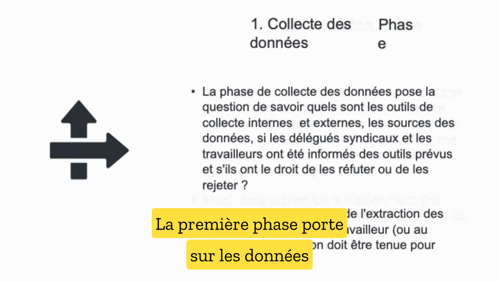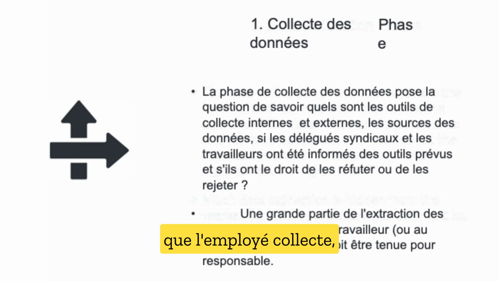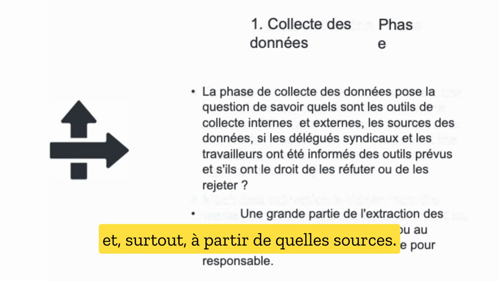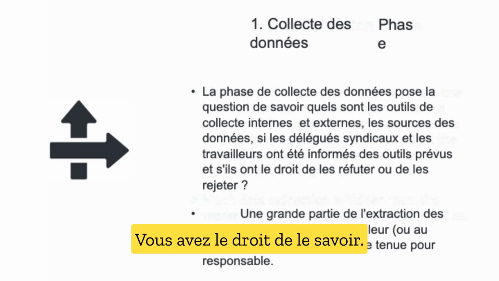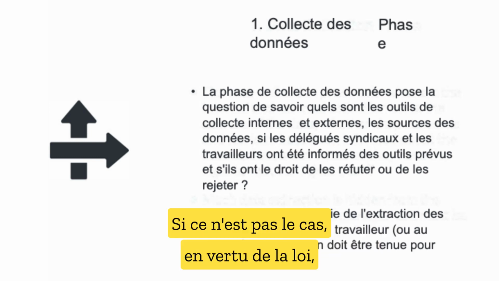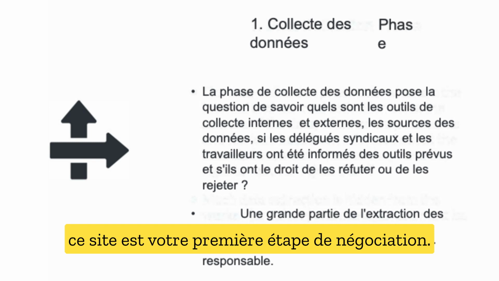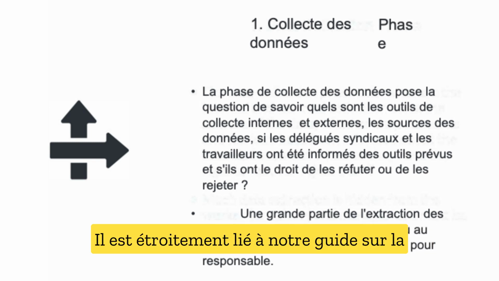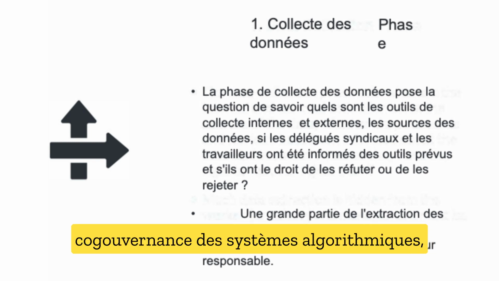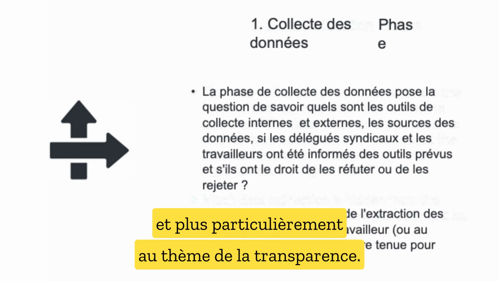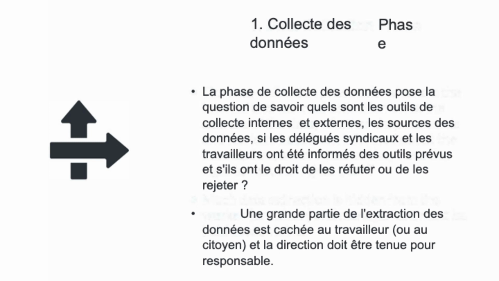The first phase covers what data the employer is collecting, through which tools, and importantly, from which sources. You have the right to know this. If you don't by law, this is your first negotiation step. It links strongly to our co-governance of algorithmic systems guide, specifically the transparency theme, so check that out too.